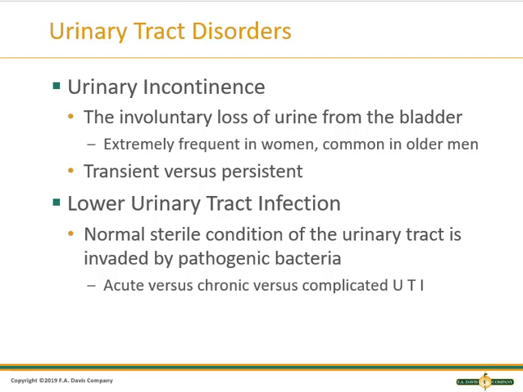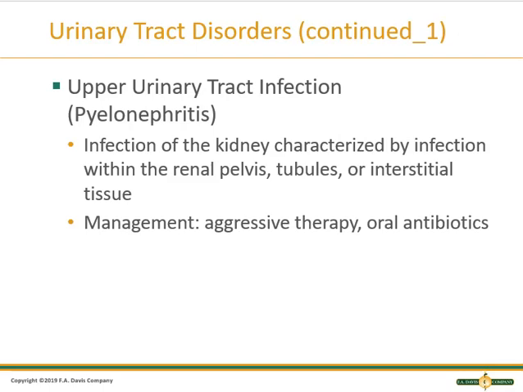and treatment has been effective. Let's move on to an upper urinary tract infection, which is pyelonephritis, and that's an infection of the kidney characterized by infection within the renal pelvis, the tubules, or the interstitial tissue. It can be unilateral or bilateral. It can happen in both men and women, and its incidence is higher in older adults. It is typically caused by fecal flora that colonizes and ascends along the urinary tract to the kidneys.